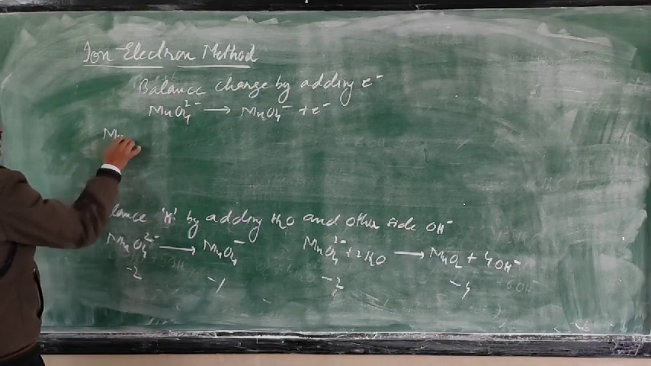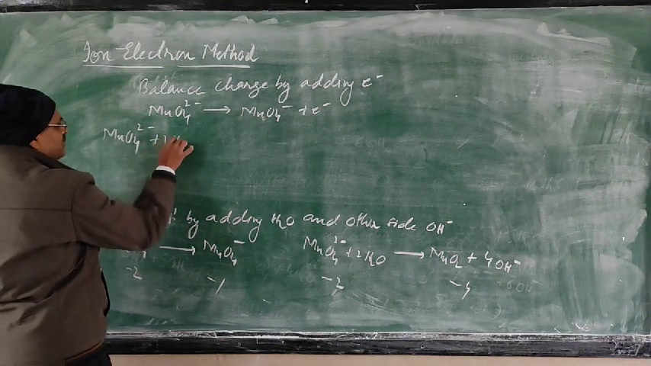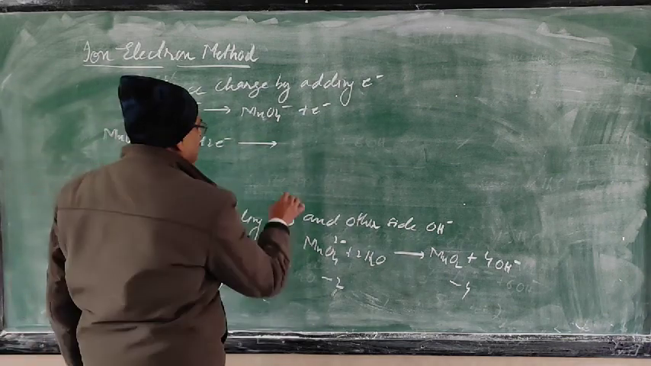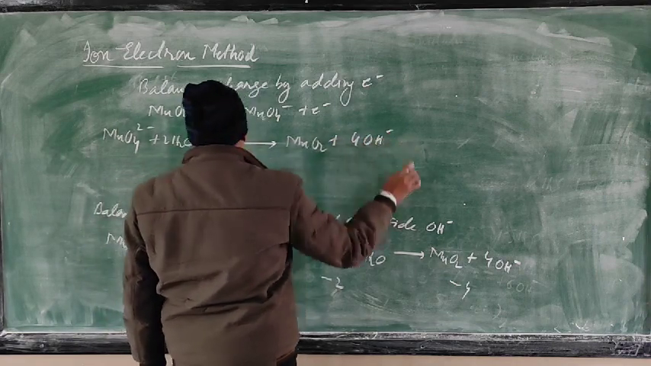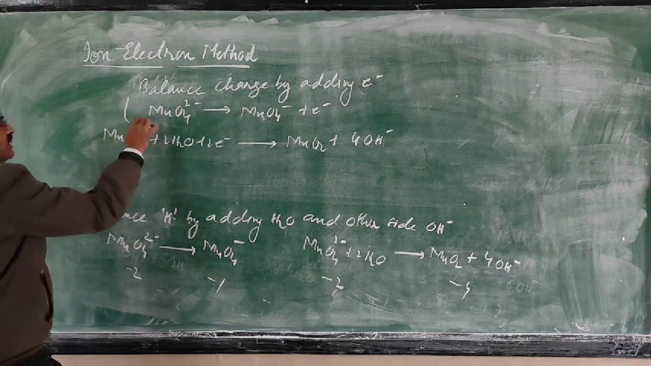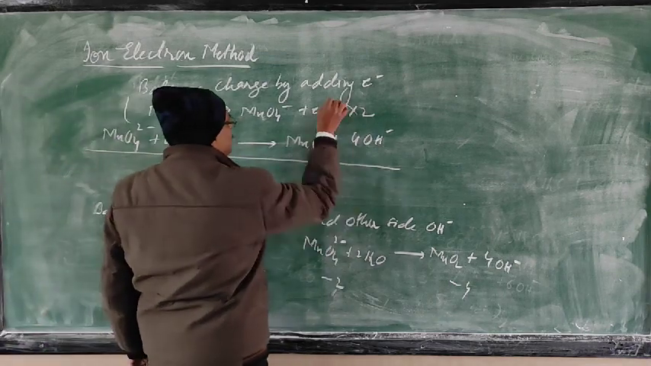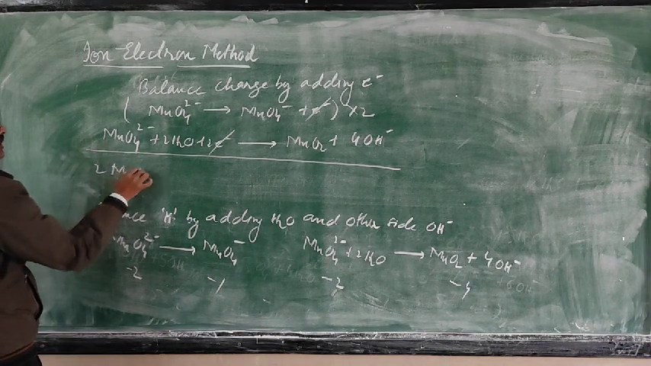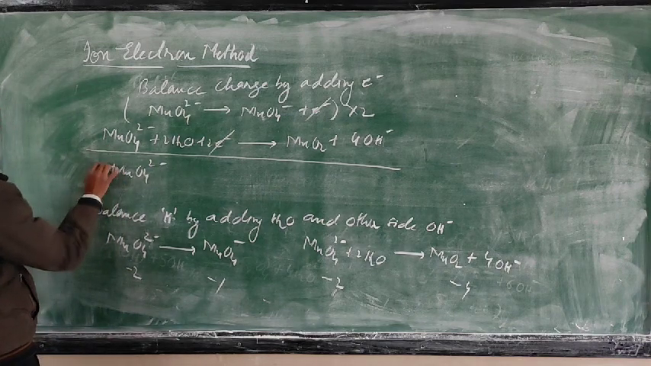So MnO4 2 minus plus 2 H2O plus 2 electrons will give MnO2 plus 4 OH. Now we have to remove the electron. So this one 2 electrons, that one 1 only. So multiplied by 2. Now you can add both the equations. So 2 electrons will be removed. Now 2 MnO4 2 negative and 1 here. So this will become 3.